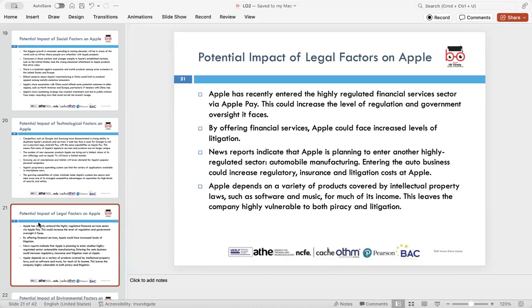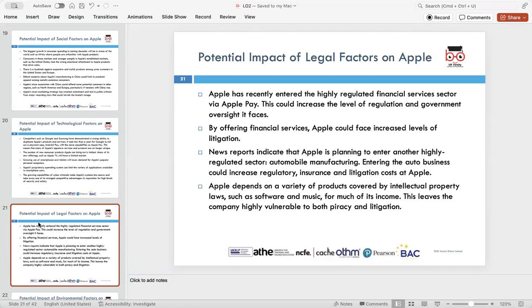Also, Apple Pay marks the company's recent entry into the highly regulated financial services sector, which Apple has lately entered. This may result in an increase in the amount of regulations and oversight that it is subject to from the government. Apple may be subject to higher levels of competition if it continues to provide financial services legislations.